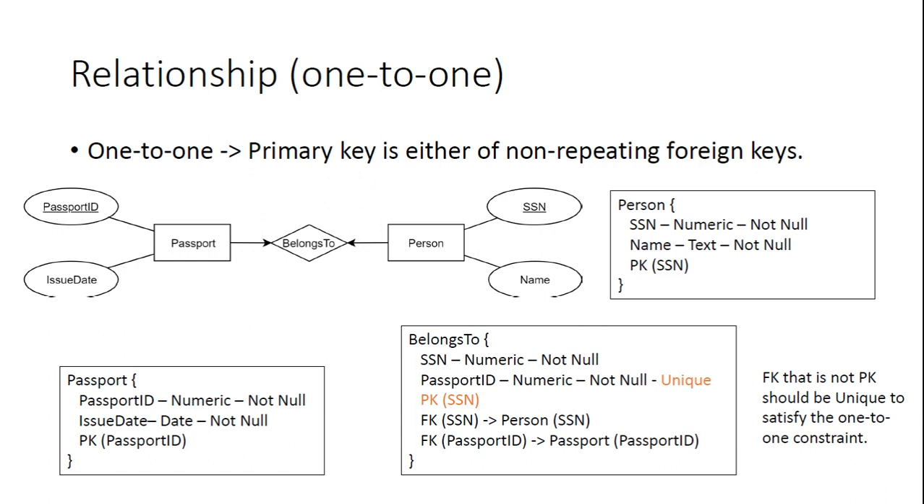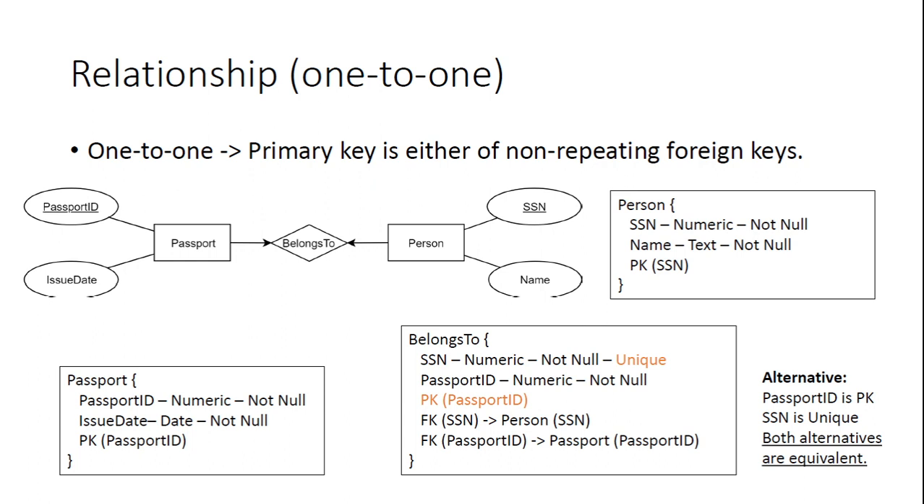So for the foreign keys, they still need to refer to the related entries in the related tables. So SSN is going to refer to a person's SSN, passport ID is going to refer to a passport ID, but cardinality is defined through our selection of the primary key and also how we assign the unique keyword to the foreign key attributes. So this was one alternative. I'm now showing the second alternative.